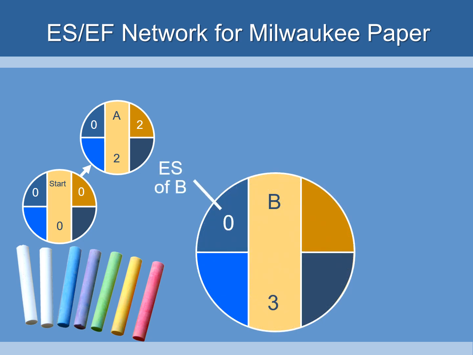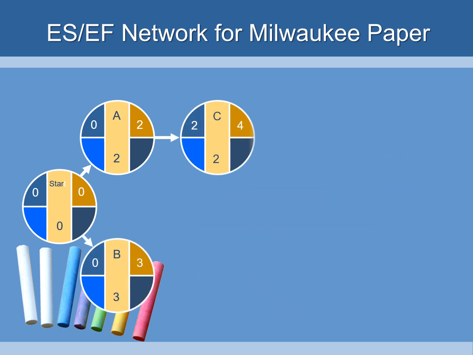Next, we're going to do step B. Step B takes 3 weeks. The earliest start time of step B is 0 because it's going to happen at the same time as step A. And so the earliest finish of B is going to be the earliest start time, which is 0, plus 3, the activity time. So the earliest finish would be in 3 weeks. Then we have activity C, which takes 2 weeks. Now notice in the upper left-hand corner, the earliest start time is 2 weeks because it can't start until A finishes. And so the earliest finish time would be 4 weeks, 2 plus 2.